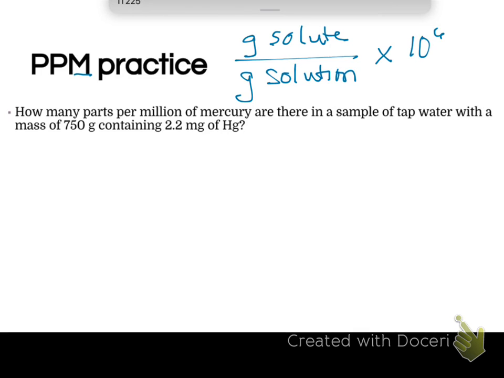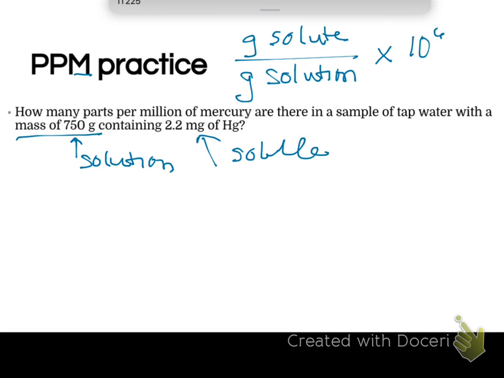How many parts per million of mercury are there in a sample of tap water with a mass of 750? Okay, so that 750 grams is the sample of water. So that's the solution, because tap water contains a whole bunch of stuff, including sometimes mercury, fluoride, chlorine, whatever's in there. So the 750 is going to be the solution. And then it says containing 2.2 milligrams of mercury. Okay, so that must be the solute.